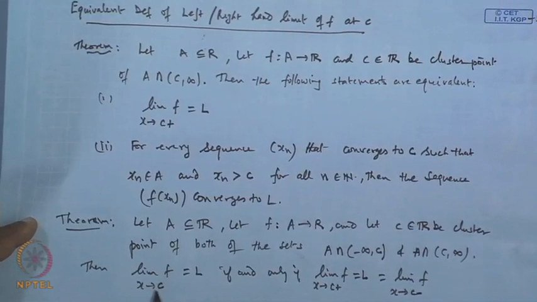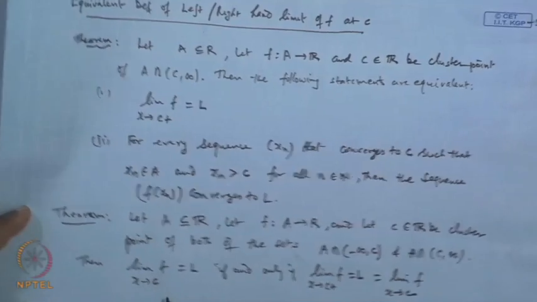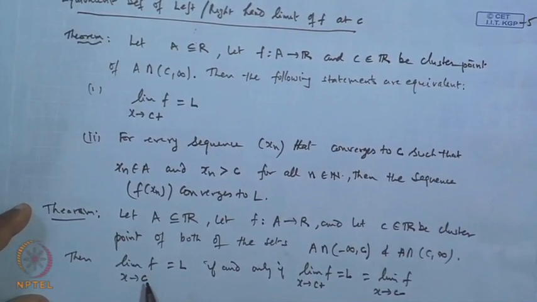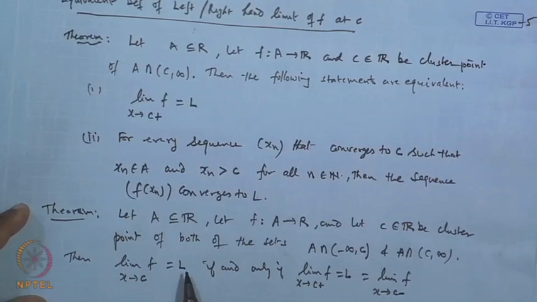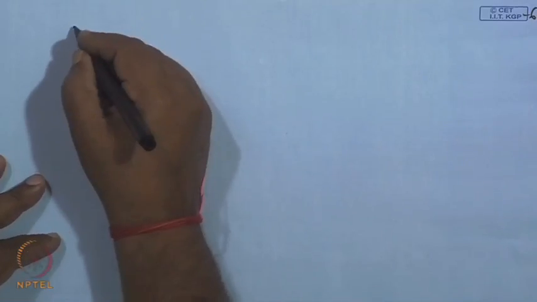Then we come to infinite. So far we have taken only the concept of the limit when c is finite and the limiting value L is also finite. Now we will take the case when c is finite, but the limit comes out to be infinity. So what will be the form of the definition when the limit L comes out to be infinity or minus infinity? Now, this is the definition.